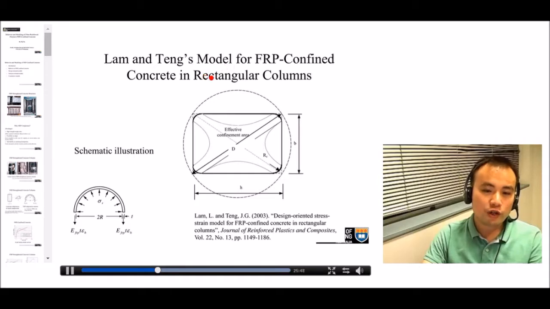So existing stress-strain models for rectangular columns basically use the concept of effective confinement area. They believe that this part of the concrete, which is close to the side, is not effectively confined because of the very small bending stiffness of the side jacket. However, the confining pressure that concrete receives from the corner of the FRP jacket is much larger. So there is a so-called effective confinement area in rectangular columns.